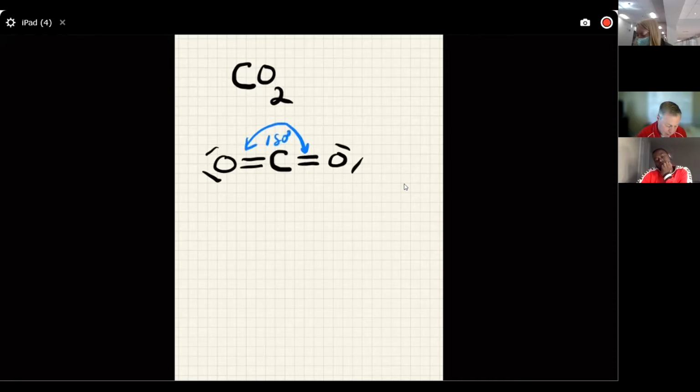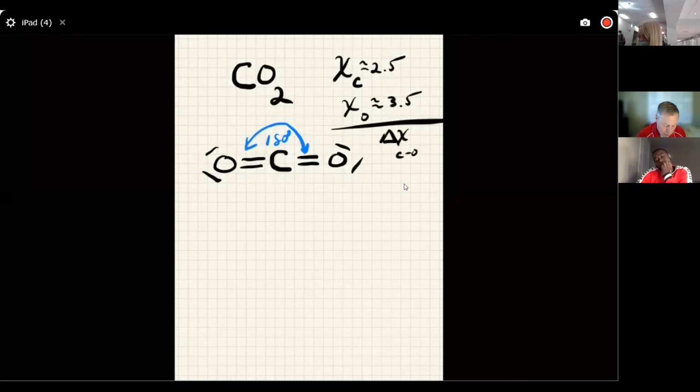Electronegativities. Let's look at the electronegativities. Chi carbon again, approximately 2.5. Chi oxygen, approximately 3.5. Delta chi for carbon oxygen, 1.0. Big. 1.0 is a big one. Now, so I have two big bond dipoles.